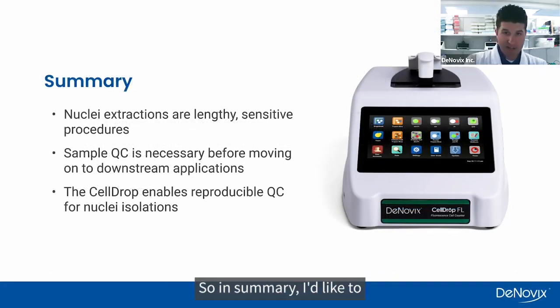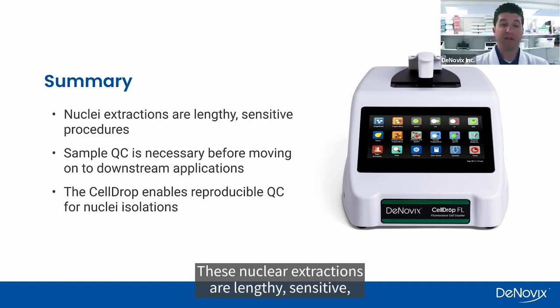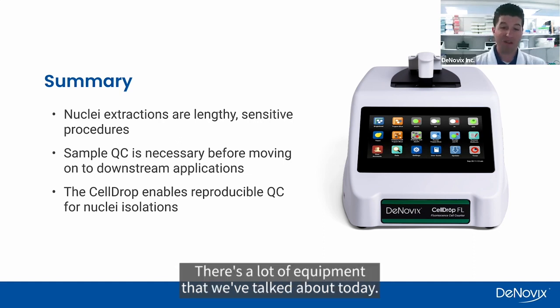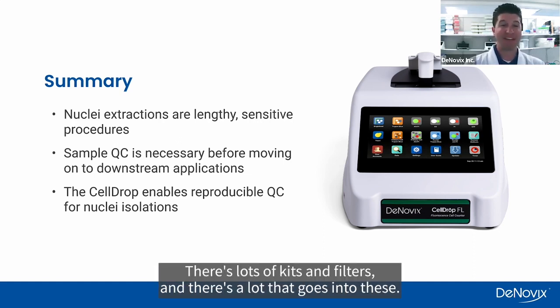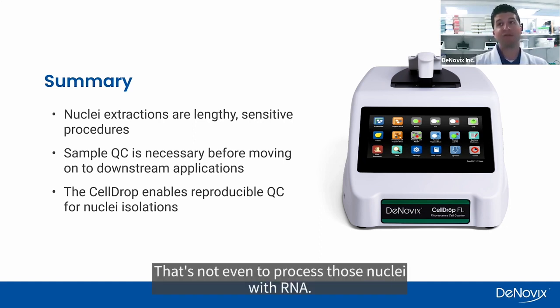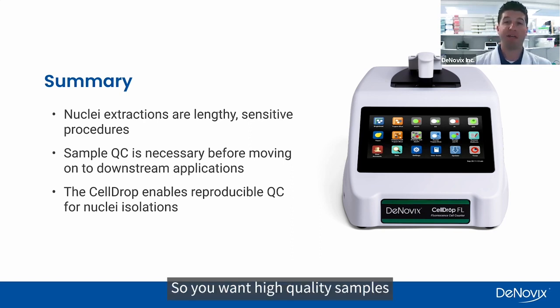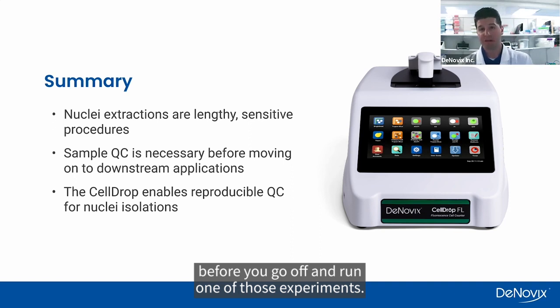So in summary, I'd like to bring our attention back to what the Celldrop offers here. These nuclei extractions are lengthy, sensitive, and they're expensive procedures. There's a lot of equipment that we've talked about today. There's lots of kits and filters, and there's a lot that goes into these. And that's just to get to the nuclei isolation. That's not even to process those nuclei with RNA-seq or ATAC-seq. Some of those runs are upwards of $5,000 or $10,000. So you want high quality samples before you go off and run one of those experiments.